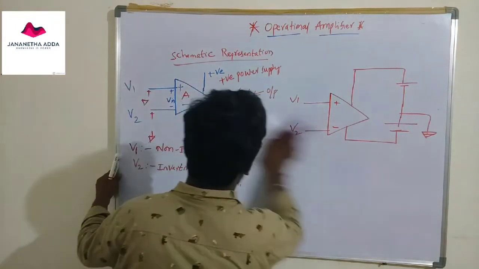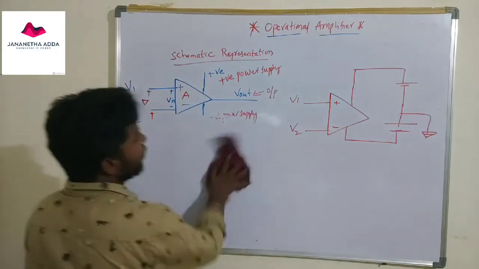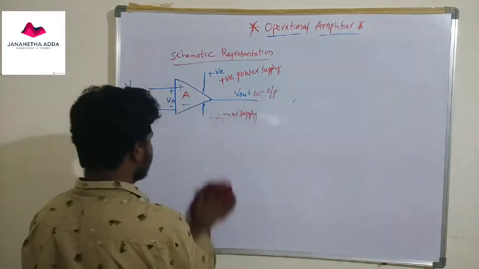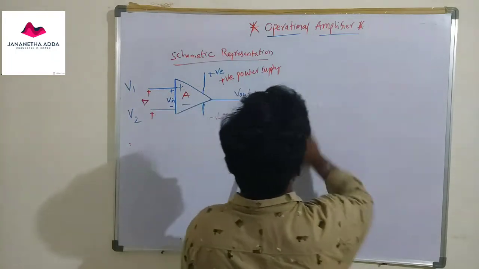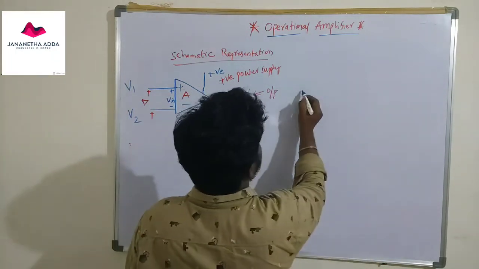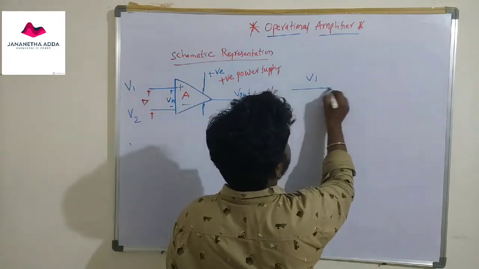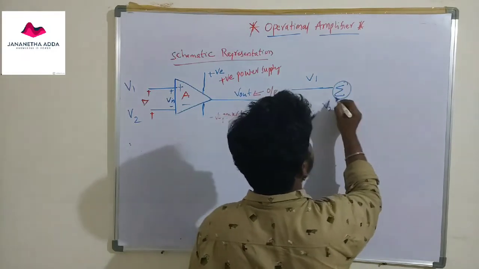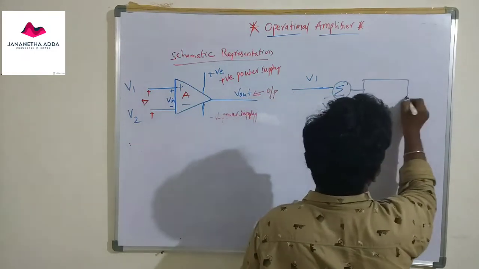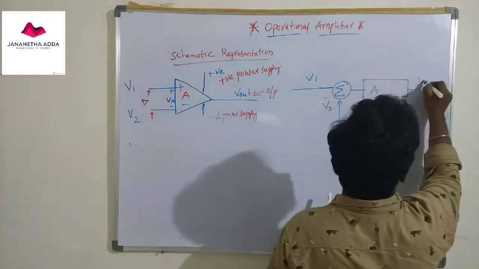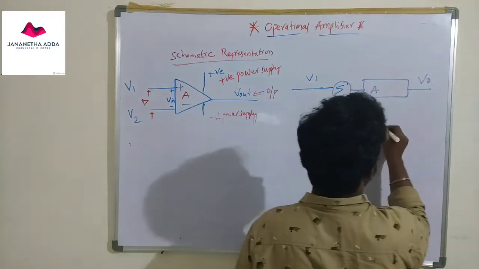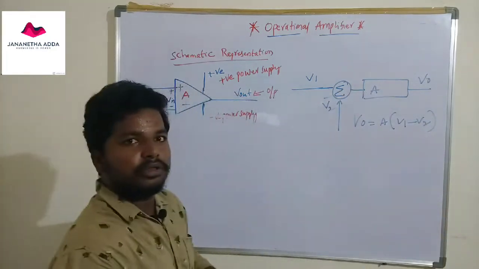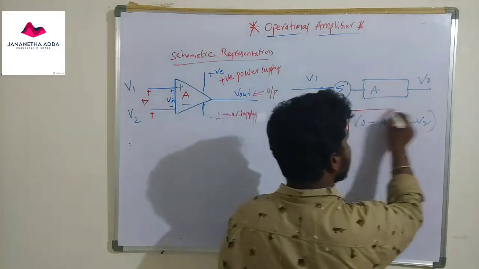So if I represent this same amplifier at block level, assuming V1 and V2, with V2 being the negative input, having a gain of A, and producing V output. So V output is nothing but A times (V1 minus V2). From this block diagram, we can analyze the functionality of an operational amplifier easily.